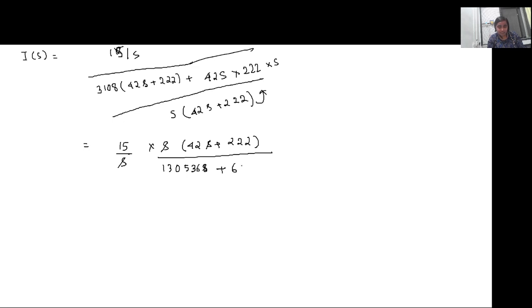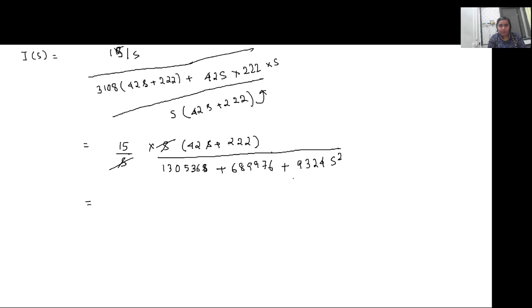So 689976, plus 42 into 222, 9324 s square. Now this really looks like an ugly expression.